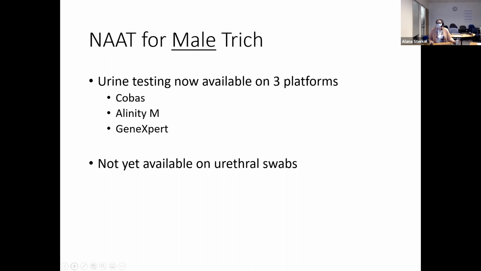So, male trichomoniasis is something that's really been gaining a lot of interest in the field right now. There is now FDA approval on 3 different platforms for urine testing for male trichomoniasis. The Roche Cobas, the Alinity M, and the GeneXpert all have this available now. It's not yet available on urethral swabs, but I think we can expect to see that coming soon. It is available on the self-collected swab. I think we're going to start seeing it on other specimen types here soon. Next.